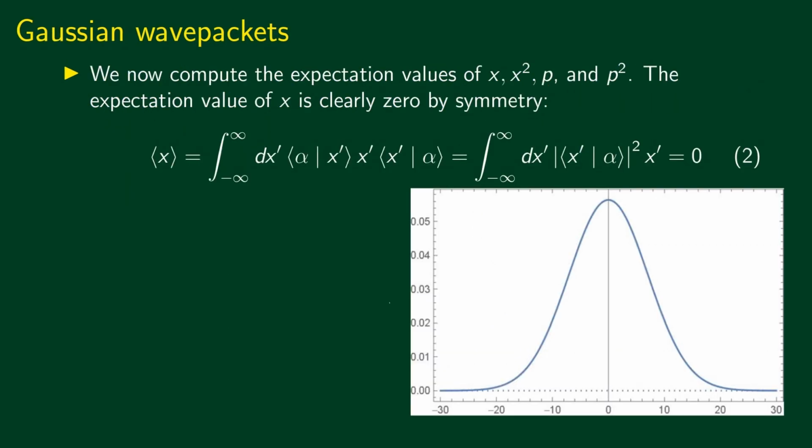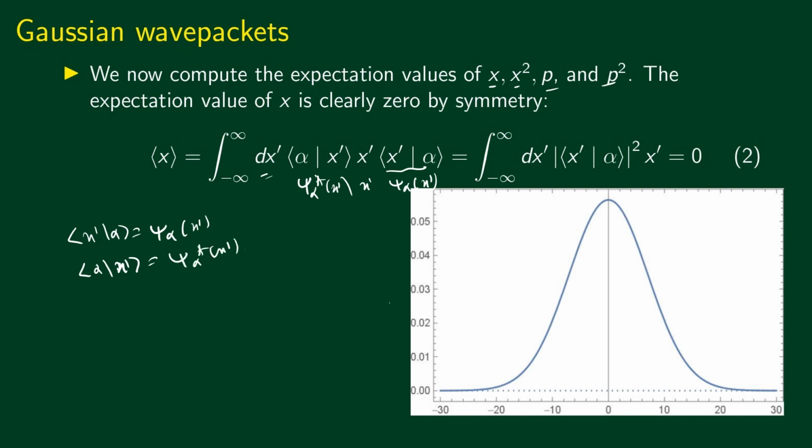Let's now calculate the expectation values of x, x square, p and p square. The expectation value of x in the position basis is written as integral from minus infinity to infinity dx prime, psi alpha star of x prime, and what we have here is psi alpha of x prime, because we know that bra x prime ket alpha is psi alpha of x prime. So bra alpha ket x prime is psi alpha star of x prime.